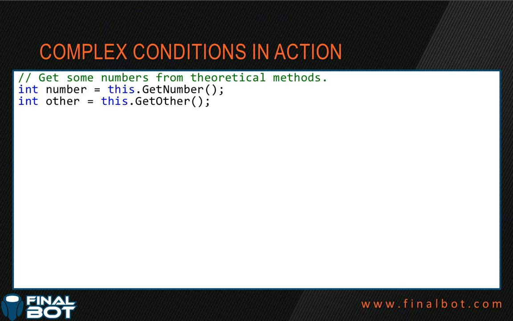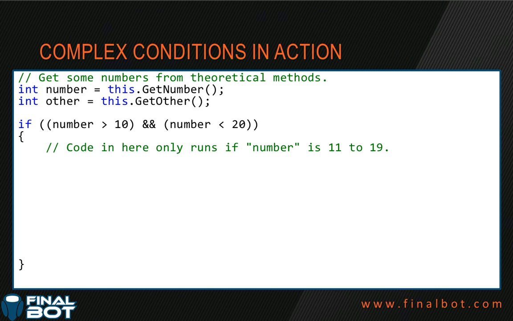Now let's take a look at when we might use some more complex conditions in action. In this block of code, we've got two variables that are calling their own methods. There's number and other. Now our first if statement simply says if number is greater than 10 and if number is less than 20. Now because of the nature of the number, it can only be values between 11 and 19 inclusively. Now if it is, the code inside will execute.